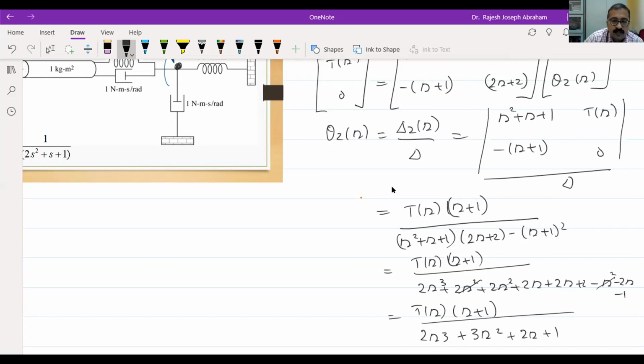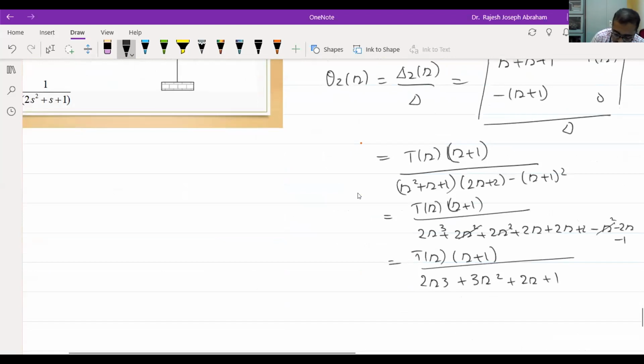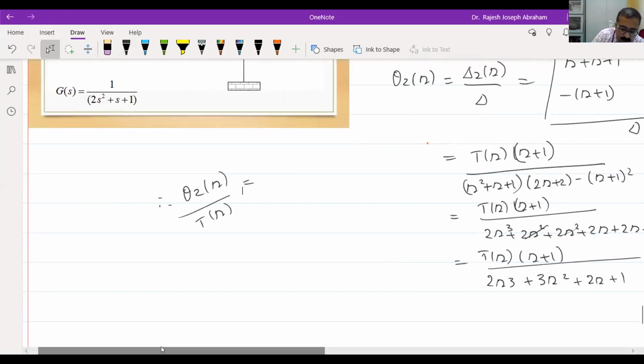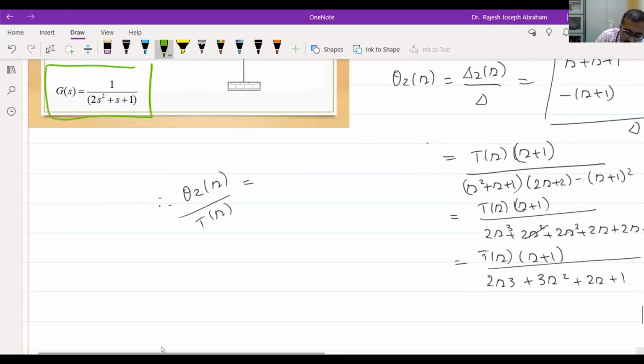What's the question? Theta 2 divided by T of s. Did I miss any term here? Oh, you could have taken one s plus 1 term common here. Then that will get cancelled actually. You just solve for yourself and see what you are getting. So eventually you will get this answer, 1 upon 2s square plus s plus 1. That will be your transfer function.